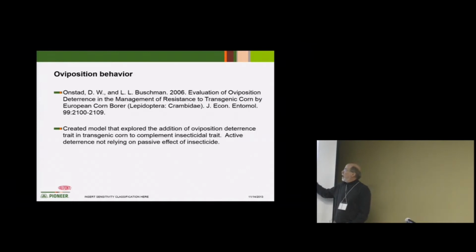Oviposition behavior. Oviposition deterrence can be modeled. You could just hypothesize that someday we'll have some kind of repellent or deterrent in the crop, and ask how that would affect behavior, what would be the consequence of that, and how fast would evolution of resistance to the deterrents occur, so that they would just ignore the repellency and continue to oviposit in the crop.